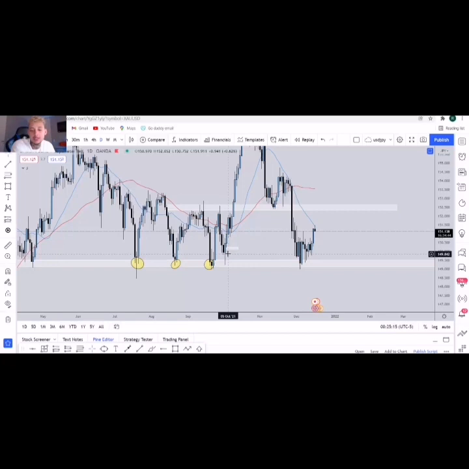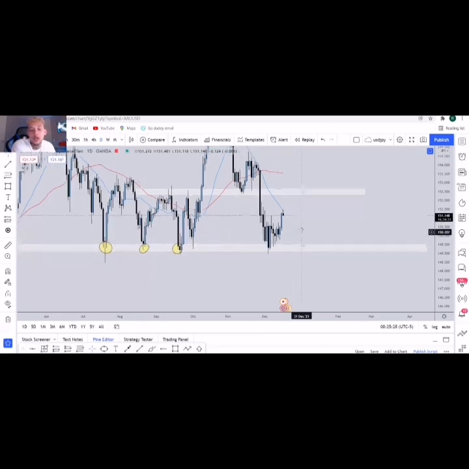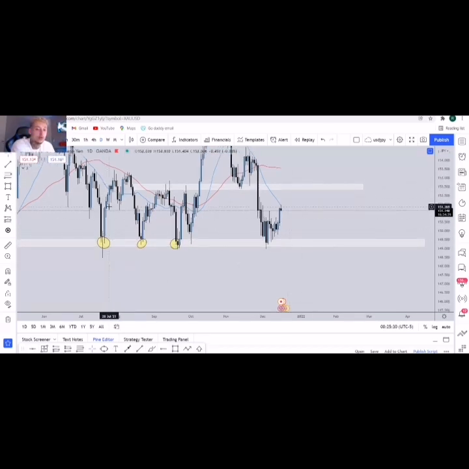Now remember, it's exactly what I'm expecting here. Price rejected support, so the probability of price coming to resistance is very high. So let's see if price can actually hit that level. If it doesn't and it comes back down to support, then you look to buy again. If it breaks support, that's when you start looking to sell.